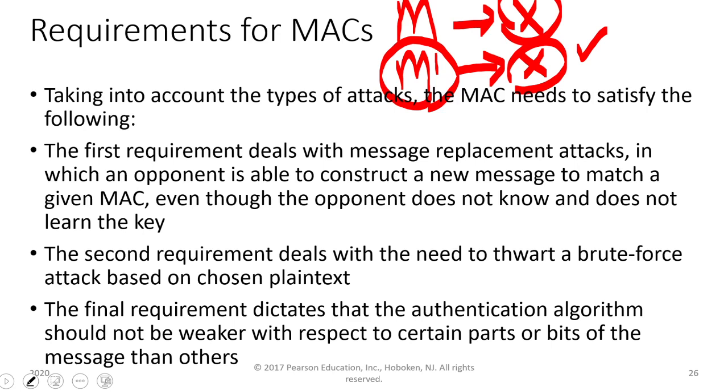Then the last one that we would want to achieve is that the authentication algorithm should not be weaker when we are considering a particular message. It should treat all the parts of the message equally. So some may be equally easily guessed and some are not easily guessed. That type of thing should not be there. So again, these are some of the requirements that we would consider when we are talking about a MAC function.